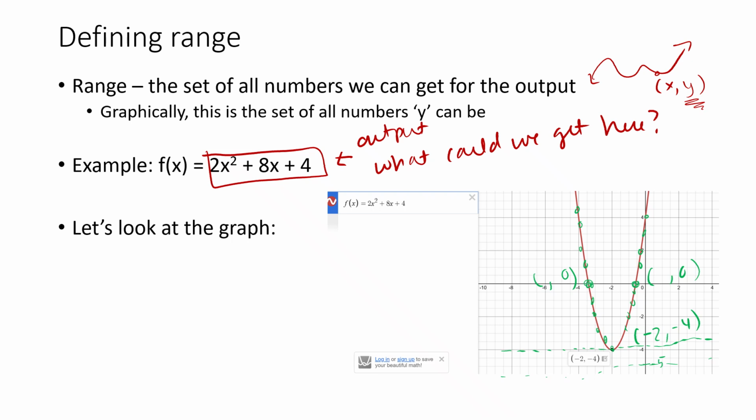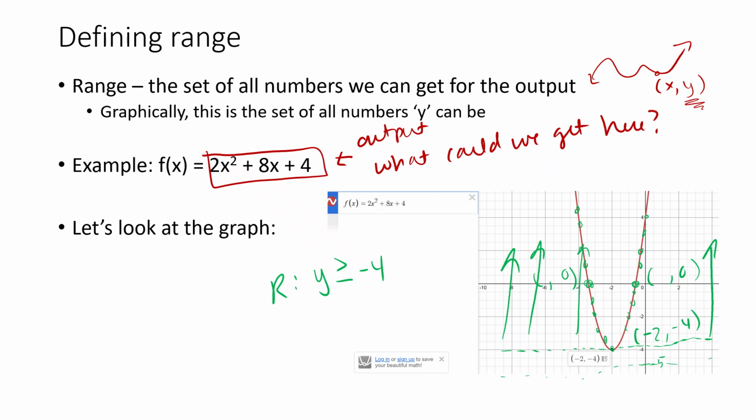And so our range is actually everything above that. Okay, it is everything above that. And so we can express that by saying y is greater than or equal to -4. Okay, that is our range. So that would be our range.